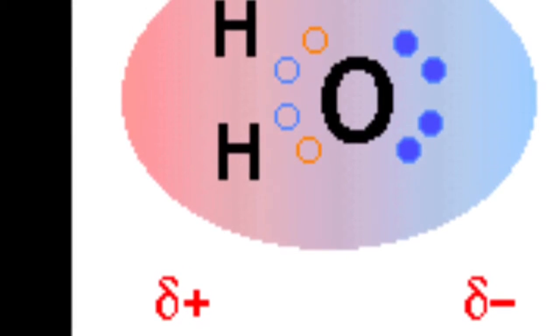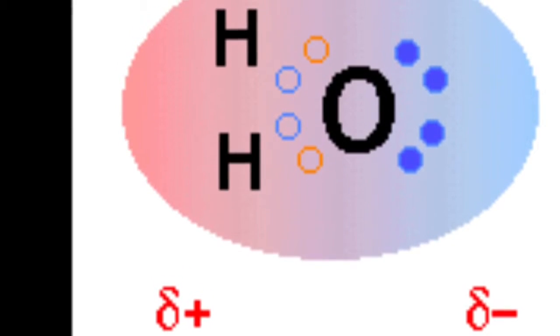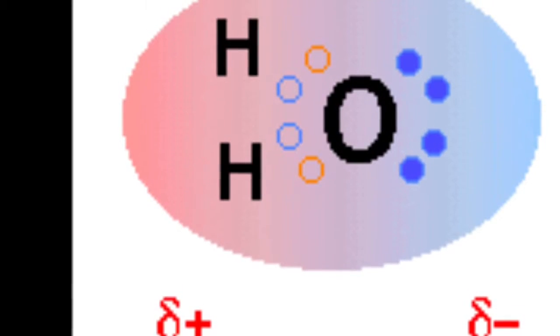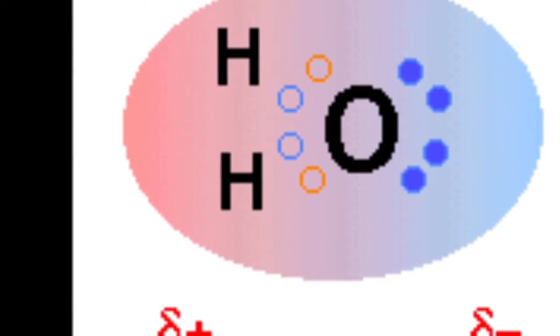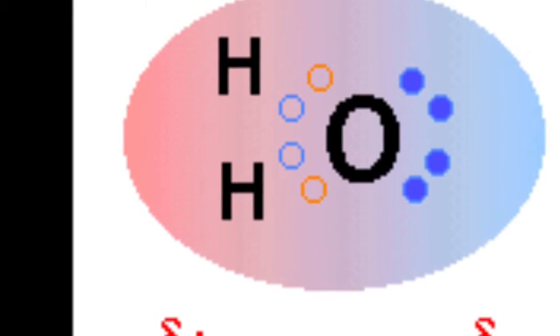Structure. A water molecule is made up of 1 oxygen atom and 2 hydrogen atoms, shaped like an upside-down V, with the hydrogen atoms at one end and the oxygen at the other.